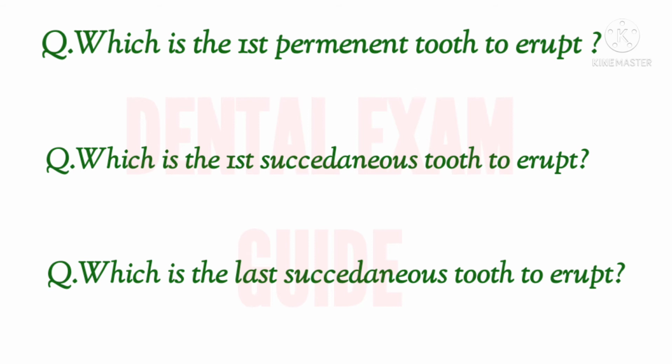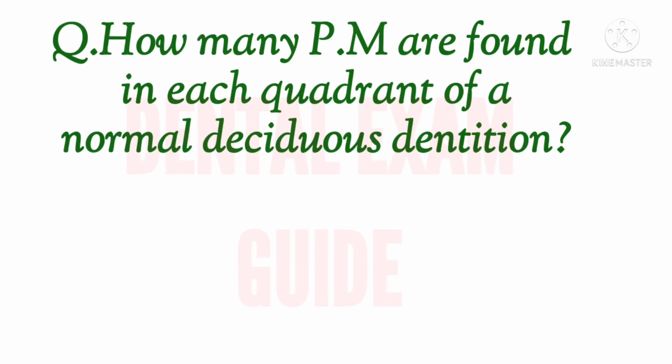First permanent tooth to erupt is the permanent mandibular first molar. First succedaneous tooth to erupt is the permanent mandibular central incisor. And the last succedaneous tooth to erupt is the maxillary canine. But the last permanent tooth to erupt is the wisdom tooth, that is the third molar. Next question is a simple one. How many premolars are found in each quadrant of a normal deciduous dentition? The answer is 0 because premolars are not present in deciduous dentition.